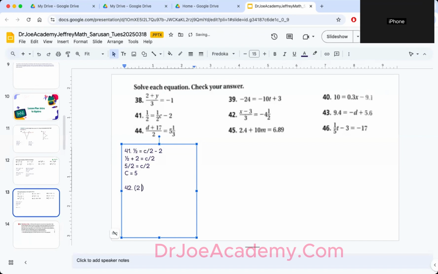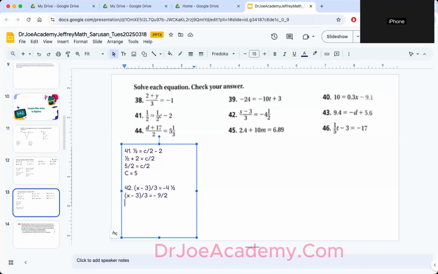X, whoops, I wrote that incorrect. X minus 3 divided by 3 equals negative 4 and 1/2. All right. Well, first of all, you need to convert 4 and 1/2. Yep. So that'd be 9 and 1/2. 9/2. Excellent. So it's still going to be a negative. So it's negative 9 over 2. All right. What's the next step? I'd multiply 3 by it.